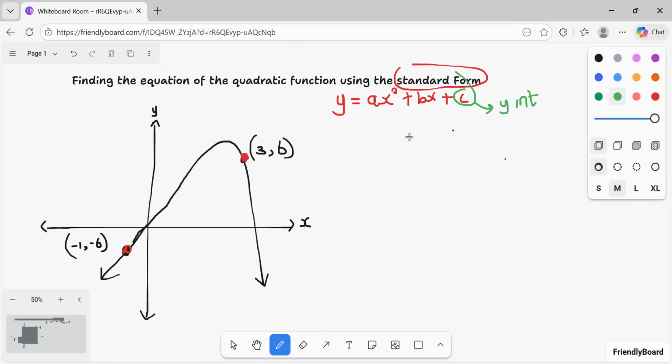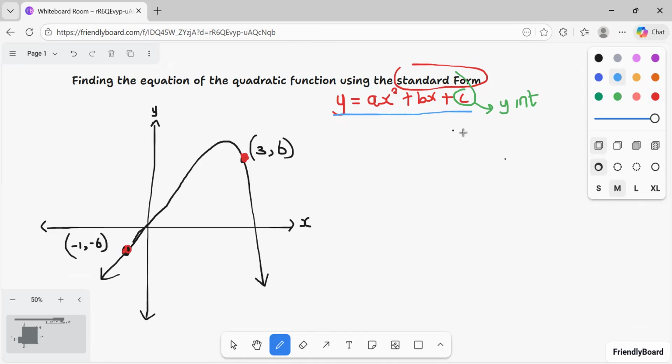What we want to do is to use this standard form to find the equation of this quadratic function. So we are going to determine the equation in this form: y is equal to ax squared plus c. So this is the form that we are going to use.